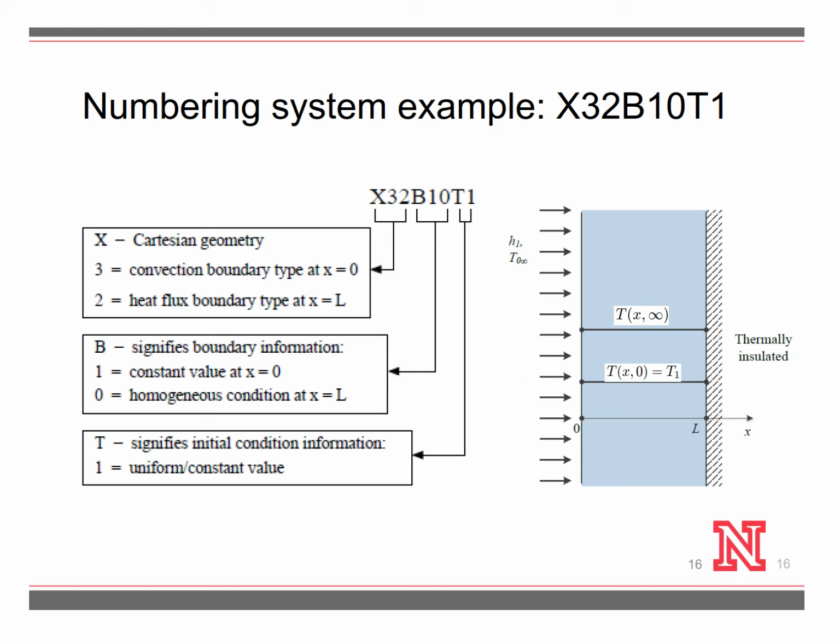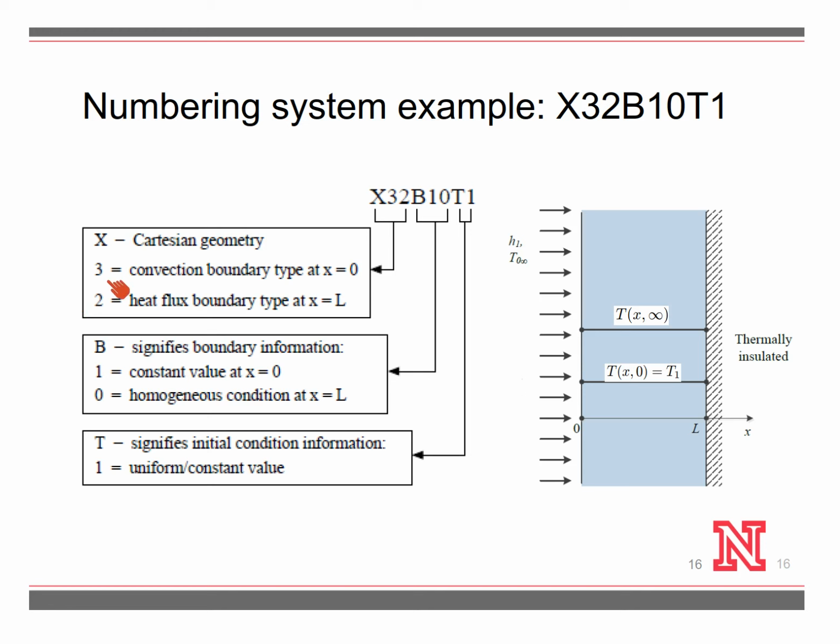All right, so here's an example of a number system. Here's a one-dimensional problem. It's got an x coordinate here, and the number is X32B10T1. Which situation are we talking about here? Let's parse this thing into pieces and talk about it. The first bit I want to talk about is X32, and the X says, okay, we've got an x coordinate system here, so that tells me it's a slab body. The 3 and 2 say something about the types of boundary conditions present.